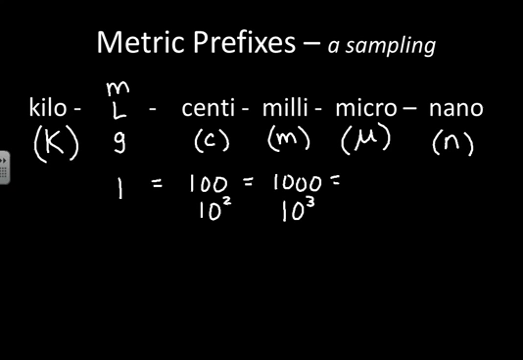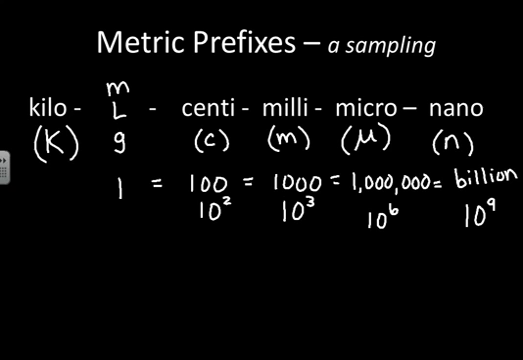A micro is a millionth. There are 1 million micro units in a whole meter or liter or gram, and of course that's 10 to the 6th power. Nano is 1 billion, which is 10 to the 9th. I'm running out of room, but this number should be a billion.